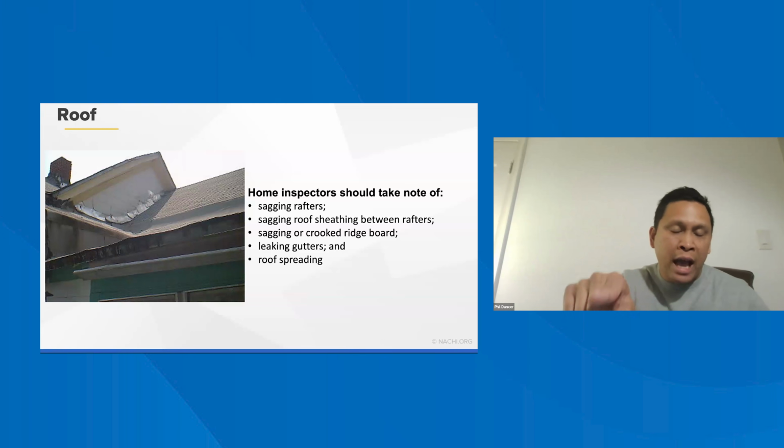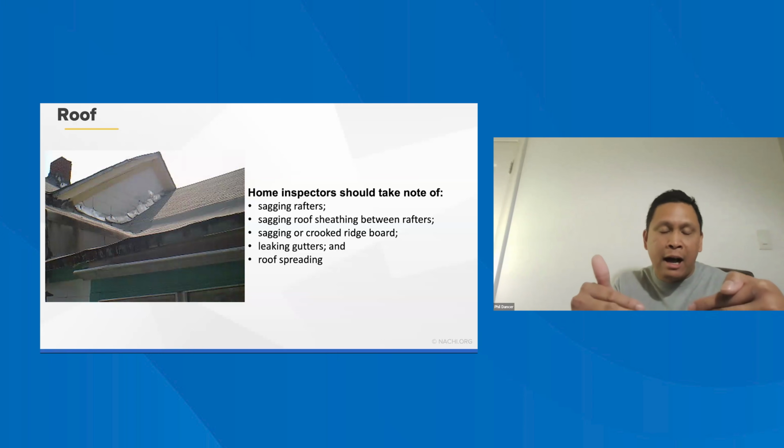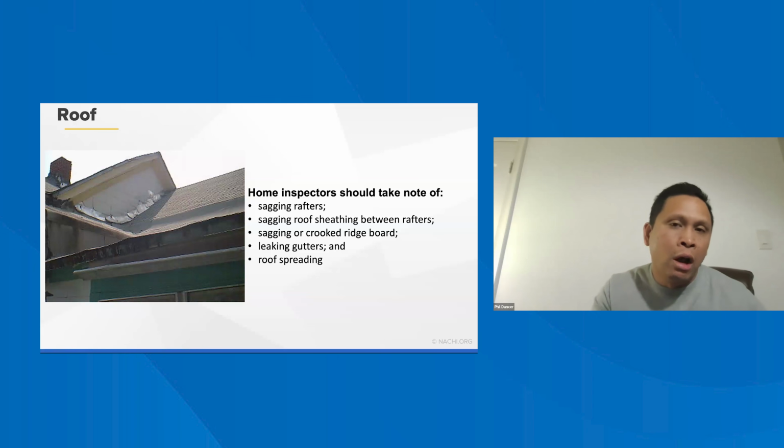But you're only going to be able to really conclude that the roof is actually spreading when you go into the attic, or peek into the attic, and start to see gaps in between the rafter and the ridge beam, a whole bunch of gaps between the bottom part of that rafter system and the beam. You know that's spreading.